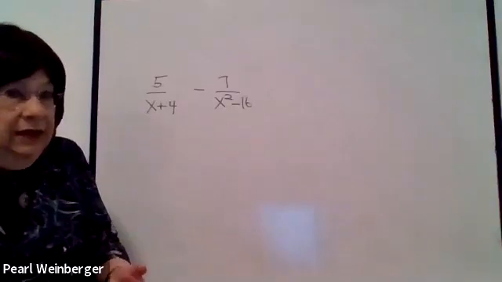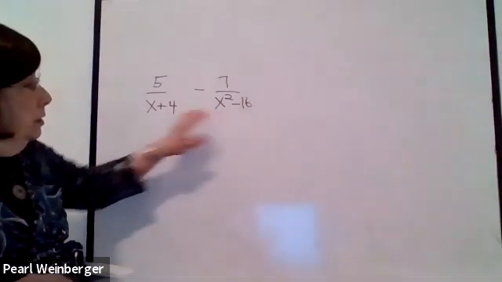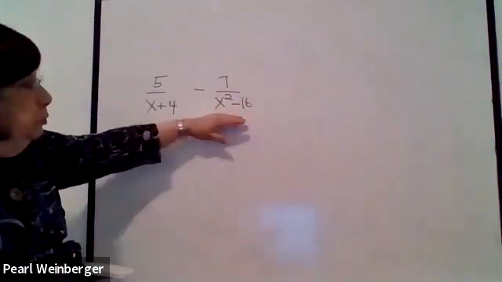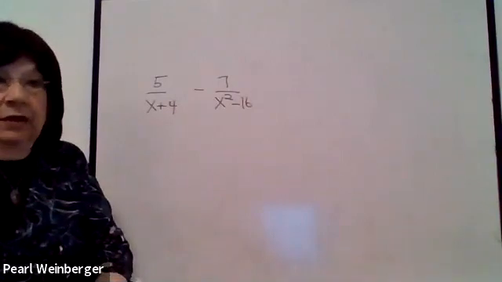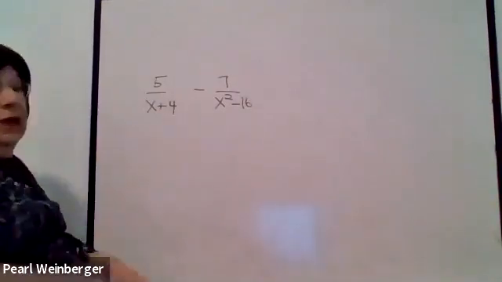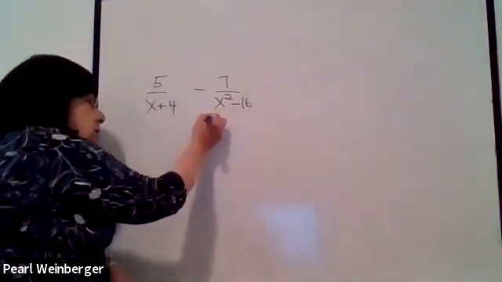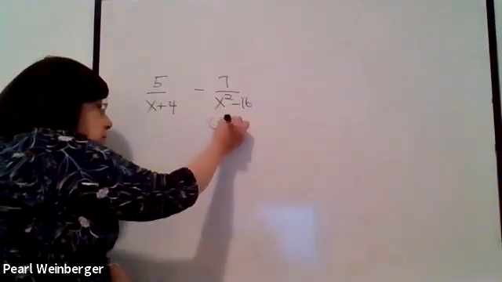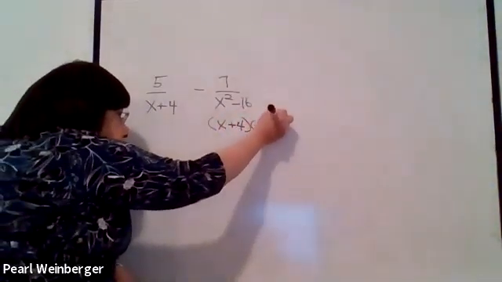Again, I need a common denominator. When it comes to finding a common denominator with polynomials, with more than one term, the first thing I have to do is factor my denominators. Now the x plus 4 can't be factored any further, but the x squared minus 16 can be factored to x plus 4 and x minus 4.